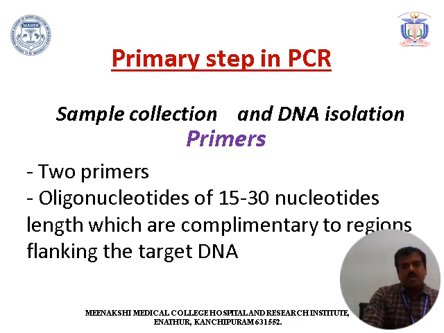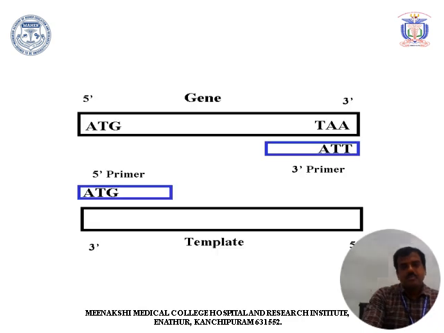The second one is preparing the primers. We require two primers, because when we separate the parent strand, we require two primers for each parent strand. These primers are oligonucleotides of around 15 to 25 or 15 to 30 nucleotides in length, which should be complementary to the regions of the target DNA, that is the mother strand. As you can see here, the mother strand will be annealed with the help of these primers, which are the oligonucleotides.